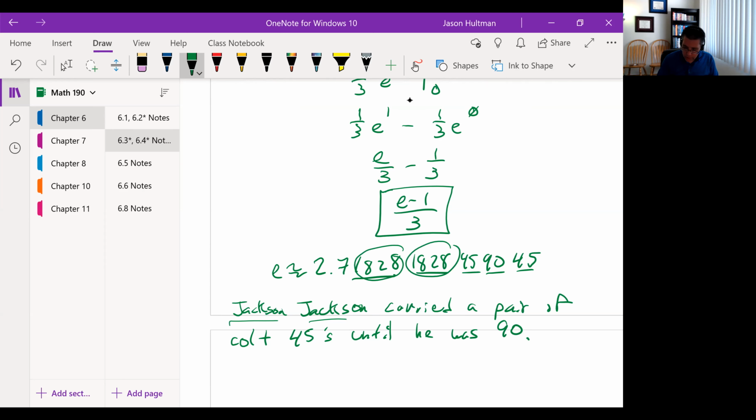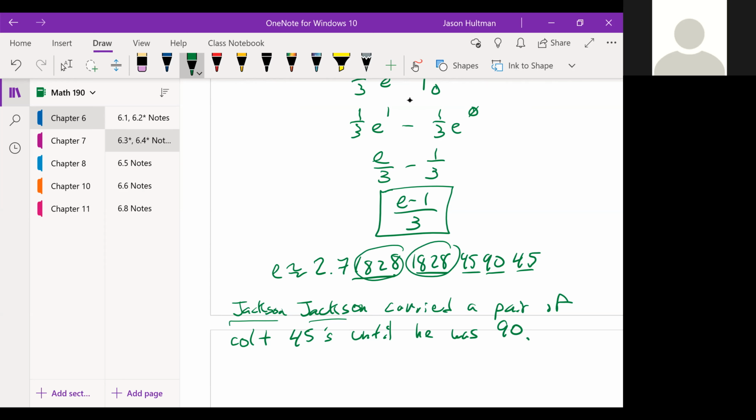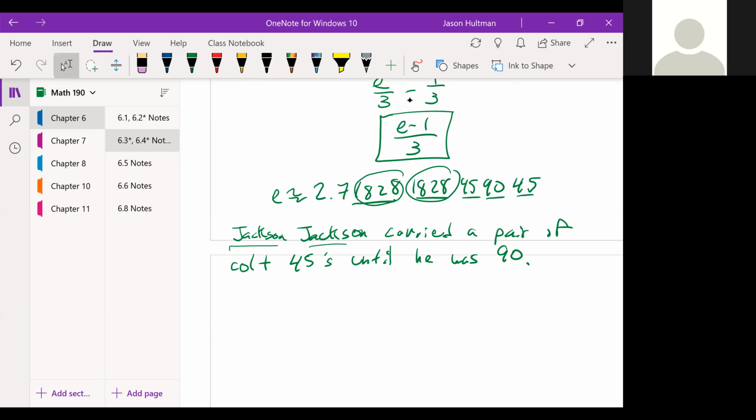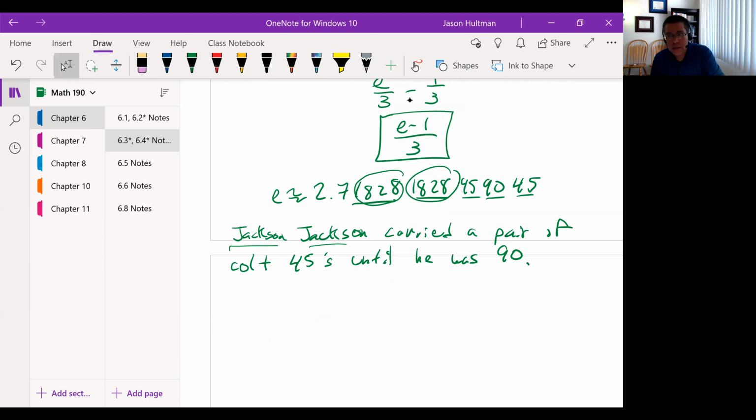So a little mnemonic device that you may not have been aware of. Pass it along to your friends and neighbors. You can tell that to your parents tonight. Hey, guess what I learned?